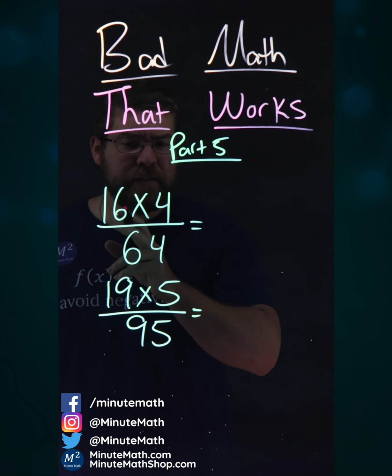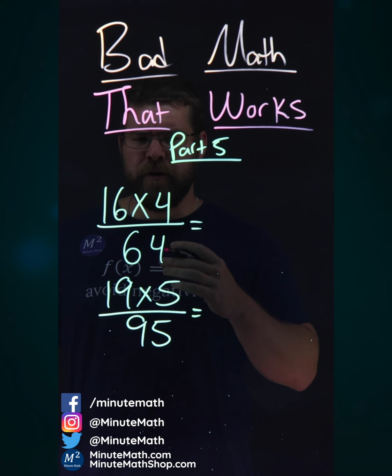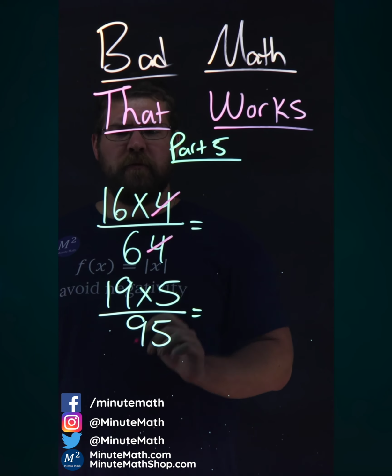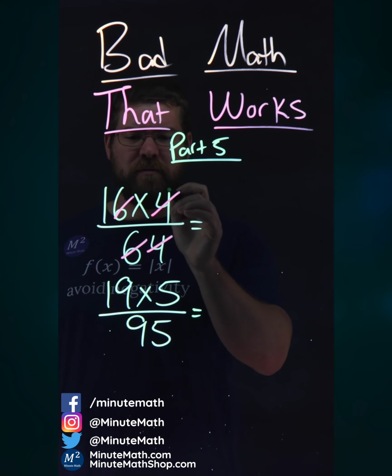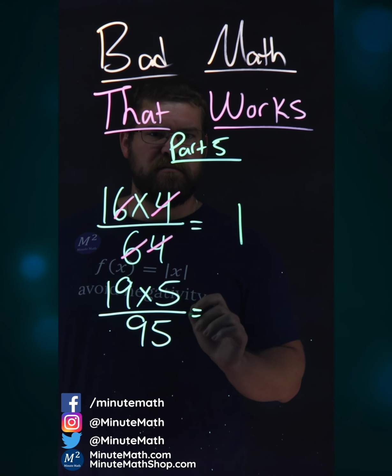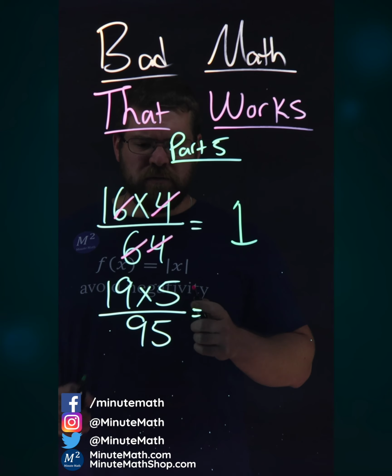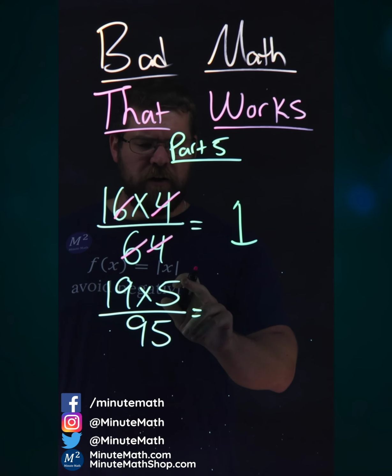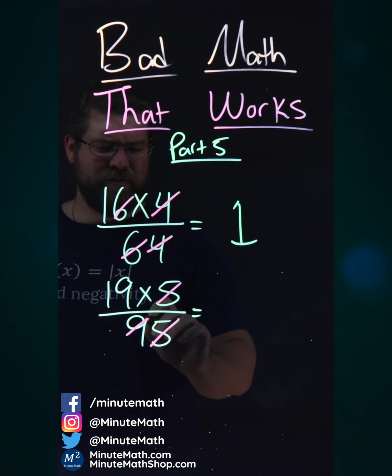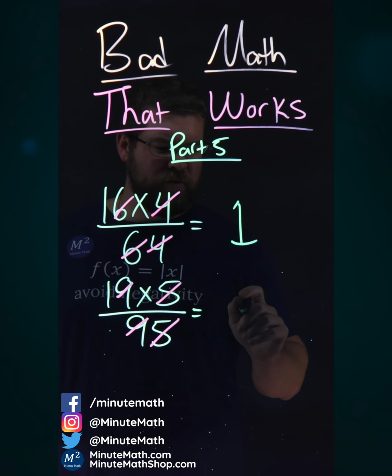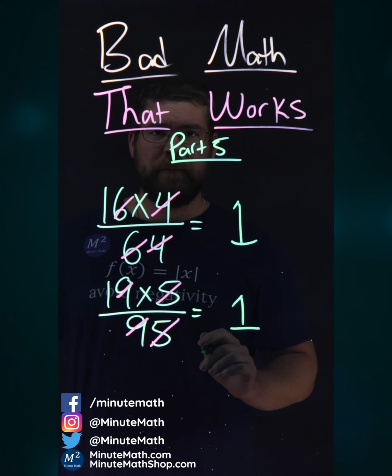First one here, 16 times 4 over 64. Well, cancel out the 4's and cancel out the 6's. All I'm left with is just 1. Not too bad. Next one, similarly. 5 and 5, that cancels out. That's pretty simple right there. Oh, 9's. 9's cancel. And we're left with just a good old 1 right there.